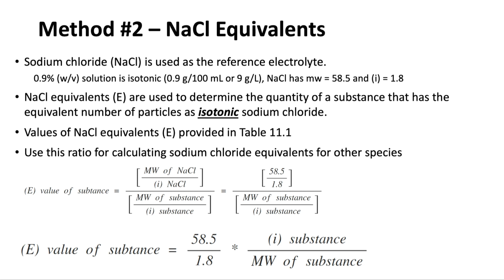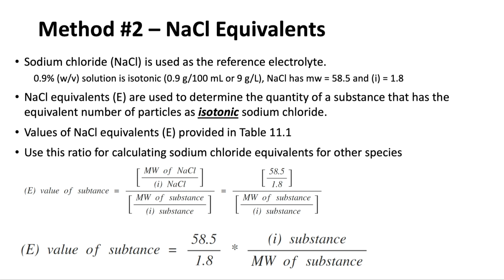So just as a little background, I've kind of said some of this before. Sodium chloride is used as our reference electrolyte because we know how much sodium chloride is isotonic. We know that a 0.9% weight per volume solution, that means 0.9 grams per 100 milliliters, or if we express it per liter, multiply the top and the bottom by 10, that's the same as 9 grams per liter. So either one of those concentrations would produce the same osmotic forces as an isotonic solution, as biologic fluids. We also know that sodium chloride has a molecular weight of 58.5, and we can assume that its I value is 1.8. Okay?